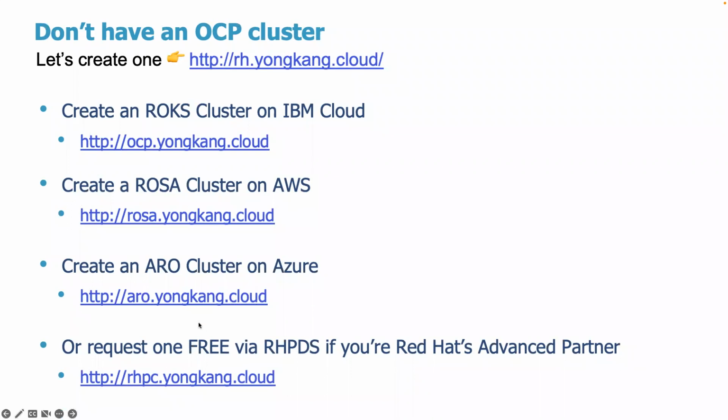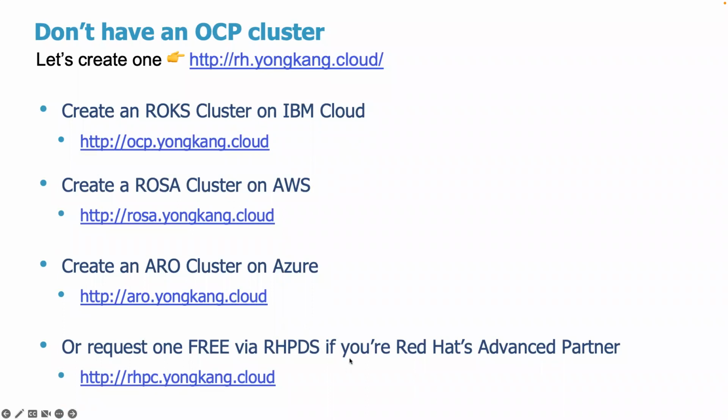Yeah, that's the third link here, aro.yongkang.cloud. Yeah, it's step by step, and it is actually fully automated. It only takes about 40 minutes. You can automate the whole ARO cluster creation and the protection. The first one on IBM Cloud is also fully automated. One command, 45 minutes, you can spin up the whole environment. Not only with the cluster running, but also with a custom K10 deployed and backup policy all configured.